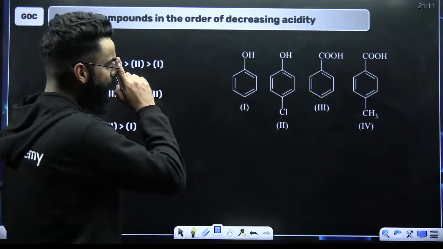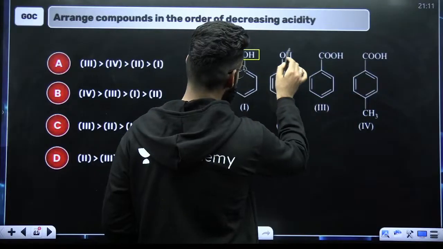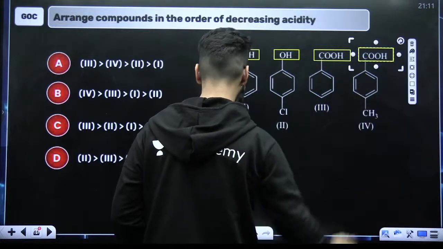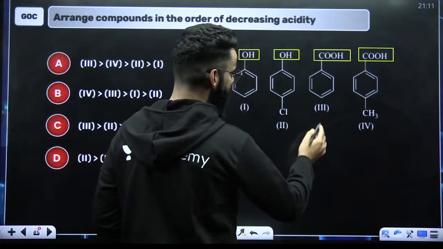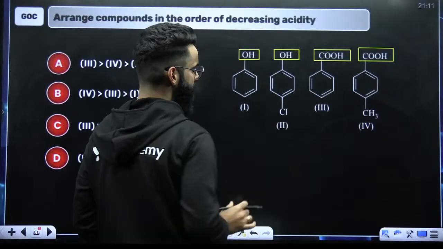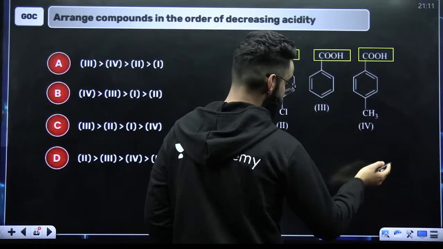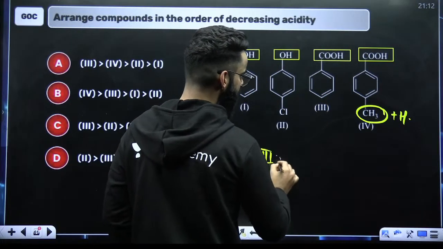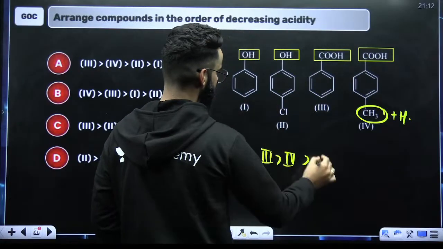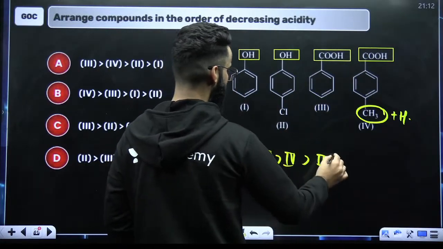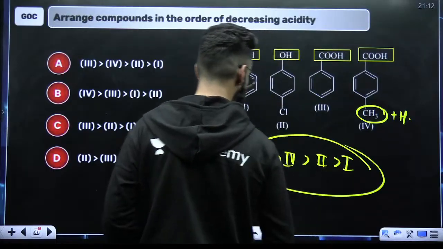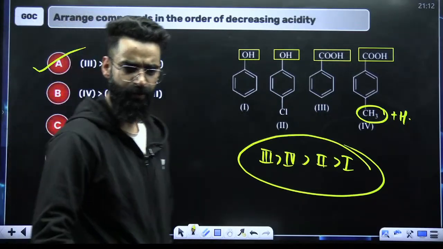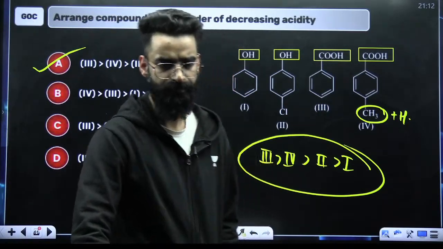In all of these, if you look carefully, this is your phenol, this is also OH, this is your carboxylic, and this is also carboxylic. And you know, carboxylic acids are stronger acids than phenols. So 3 and 4 are definitely going to be more acidic than 1 and 2. Now, among 3 and 4, which one is more acidic? This is plus H. This is not showing anything. So 3 is going to be maximum acidic, followed by 4th. Now, among these two, which one is going to be more acidic? Here is the withdrawing group, and in the first one there is no withdrawing group. So 3, 4, 2, 1 is going to be the order. That means option A. Were you all writing option A only? Perfect.